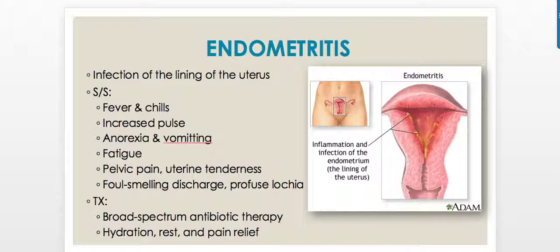Next, we're going to talk about endometritis. Endometritis is the infection of the lining of the uterus, and it's usually a common postpartum infection. The signs of endometritis include fever, increased pulse, chills, anorexia, nausea, fatigue, lethargy, pelvic pain, uterine tenderness, and a foul-smelling profuse lochia. Blood cultures or intracervical or intrauterine bacterial cultures are done, and they reveal the pathogens normally between 36 to 48 hours.